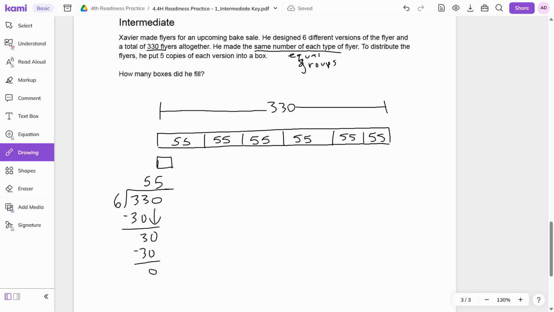But what we want here is we want this 5 to represent how many 5s go into not 330, but into the 55. Okay, because we're looking at per version. So we're going to put 5 copies of the first version, the second version, the third version, the fourth version. So really what we're going to do now is take our 55 and divide it by 5. That's a basic fact. And so we've got 11. So we can say he filled 11 boxes.